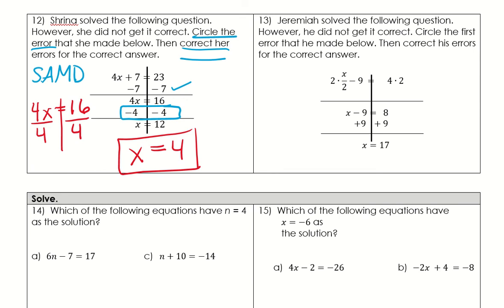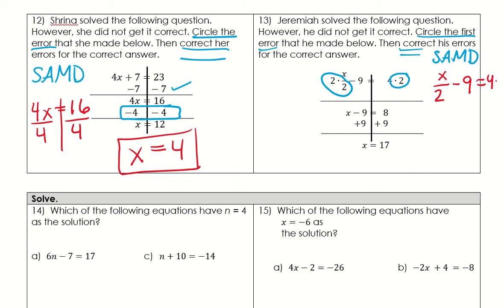For number 13, same thing that I'm going to do here. So following SAMmed, circle the error, and then correct the mistake. So following SAMmed, I look in the first step and I realize the mistake is that they multiplied first. So I actually have to resolve the entire problem for this one.